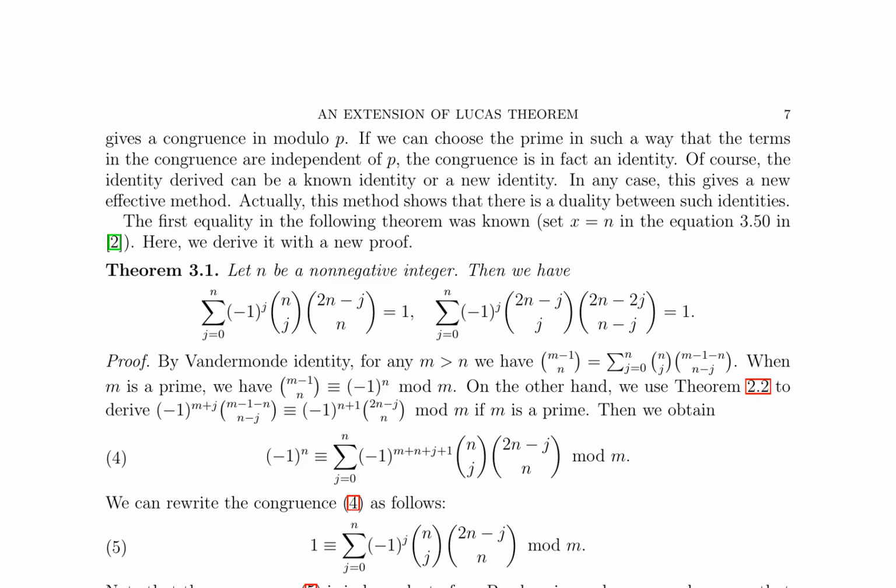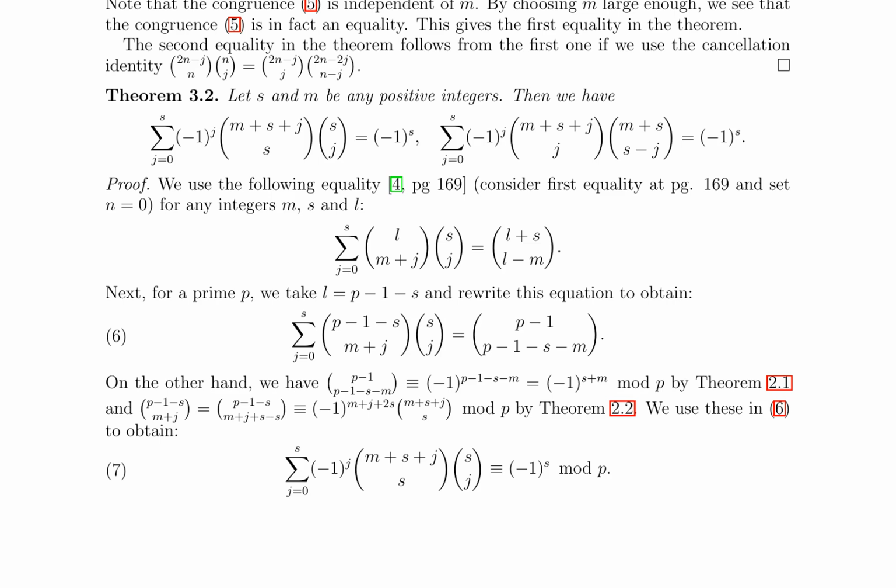Theorem 3.2 is then presented, which leverages an equality from 4 to derive new identities. The proof involves rewriting the equation for a prime and applying theorems 2.1 and 2.2. This process results in a congruence that, when modulated by a prime, becomes an identity. The duality between these identities and the effectiveness of this new method are highlighted.